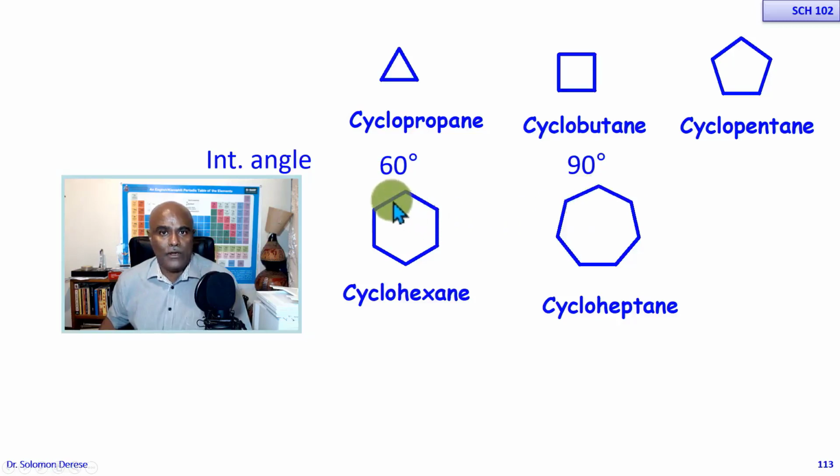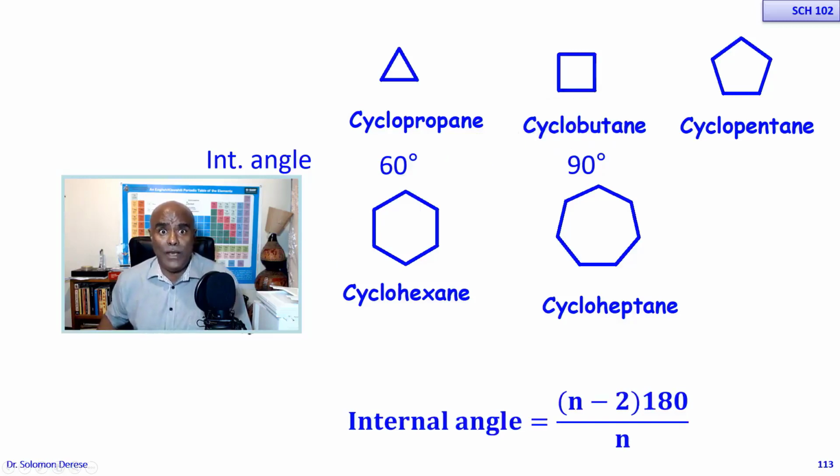How about the bond angle in here, or in here? Of course, as regular polygons, for a regular polygon, you can calculate the internal bond angle using this formula, n minus 2 times 180 divided by n, where n is the number of sides. In a triangle, we have 3 sides. So 3 minus 2 is 1. 1 times 180, 180. 180 divided by 3 is 60.